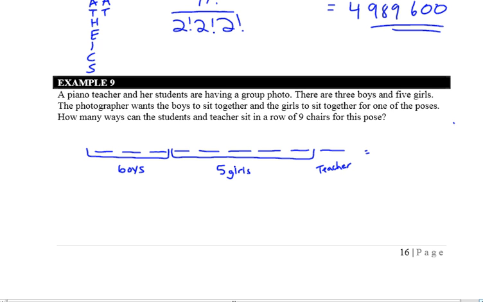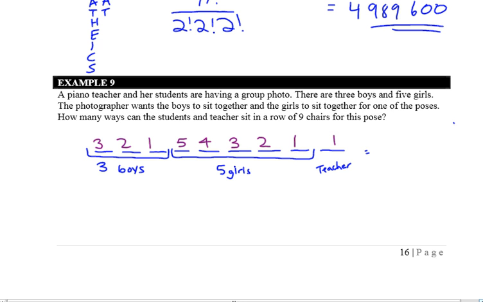So before we worry about arranging boys, girls, and teacher, we're going to deal with them individually. So how can we arrange the 3 boys? First seat, how many choices do I have? 3. So 3, 2, 1. How about the girls? First seat, 5, 4, 3, 2, 1. So 5 factorial. And how many choices for the teacher?